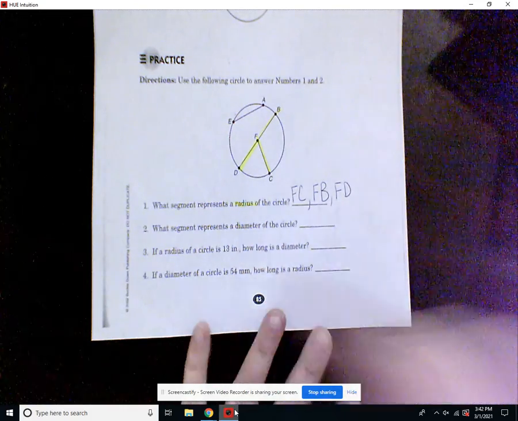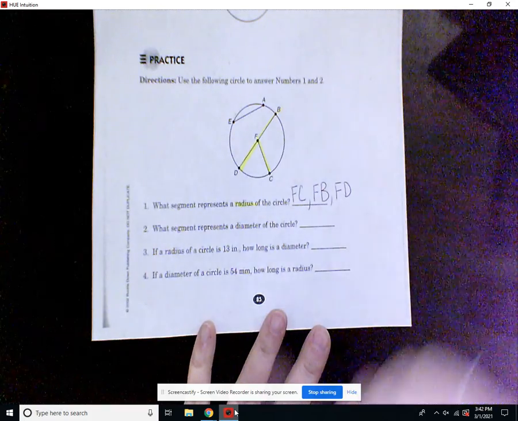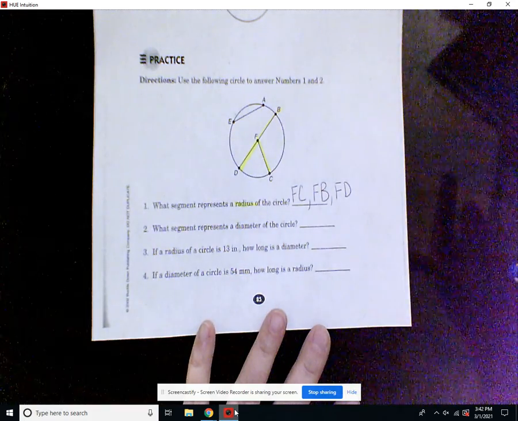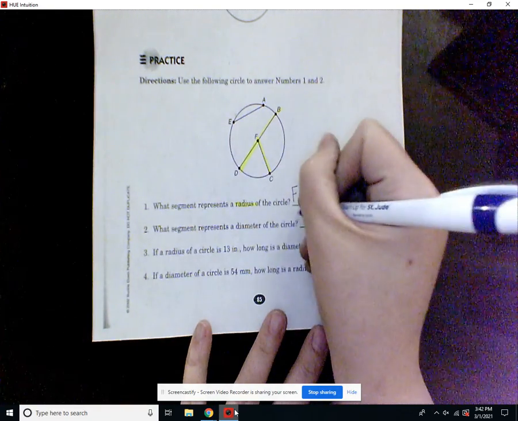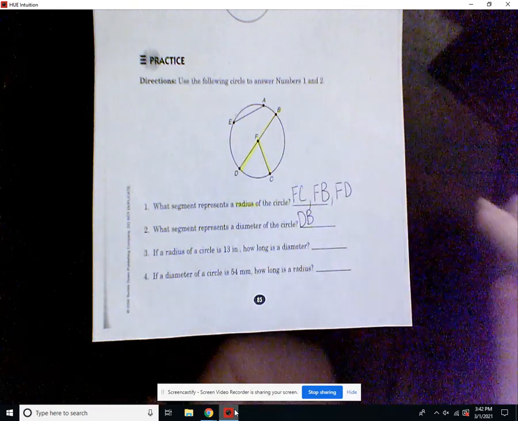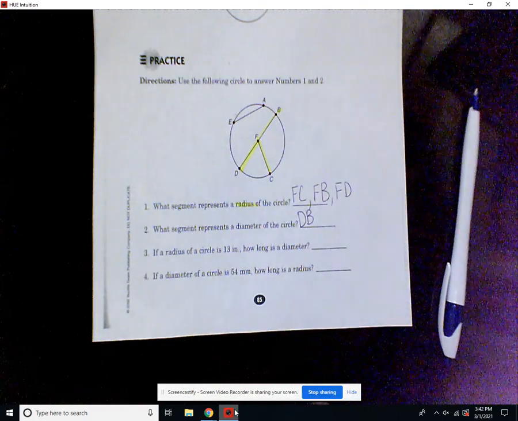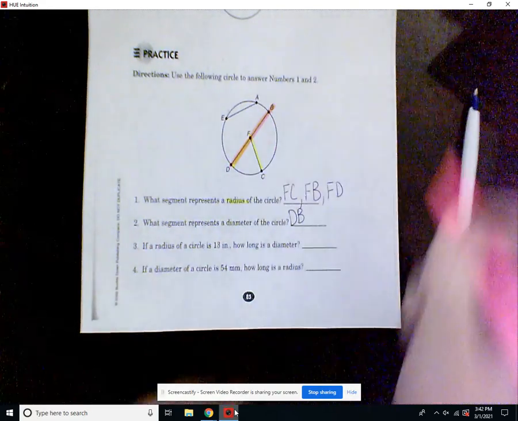Okay, next we have a diameter. A diameter goes all the way across. So it goes from one side of the circle to the other, straight through the middle. Our diameter is DB. And just like before with letters, the order doesn't matter. So you could say DB or BD. That's fine as well. So our diameter goes all the way across. That's our diameter.